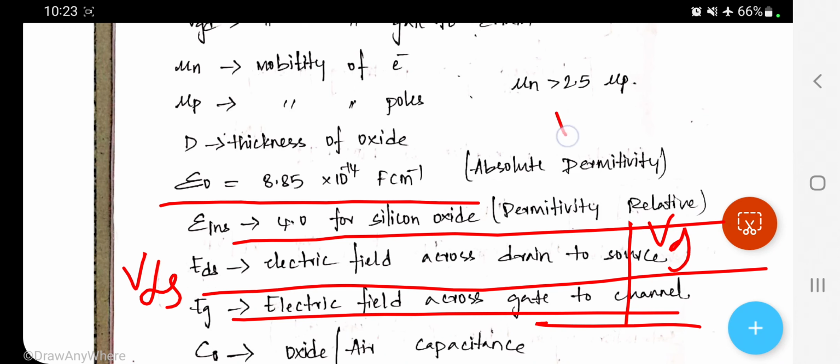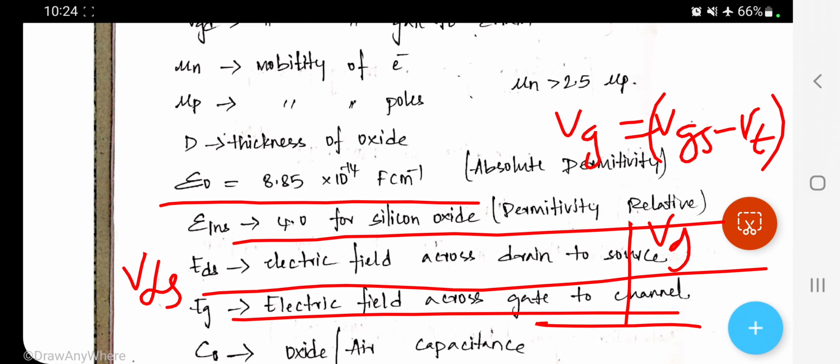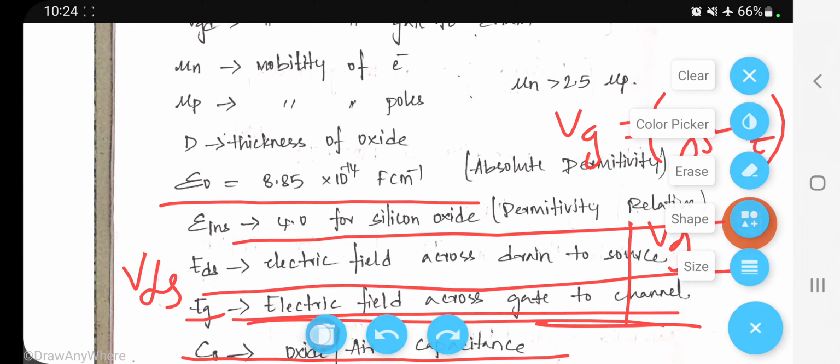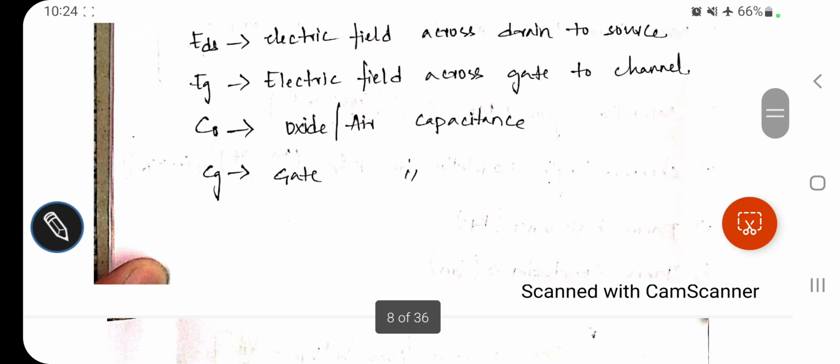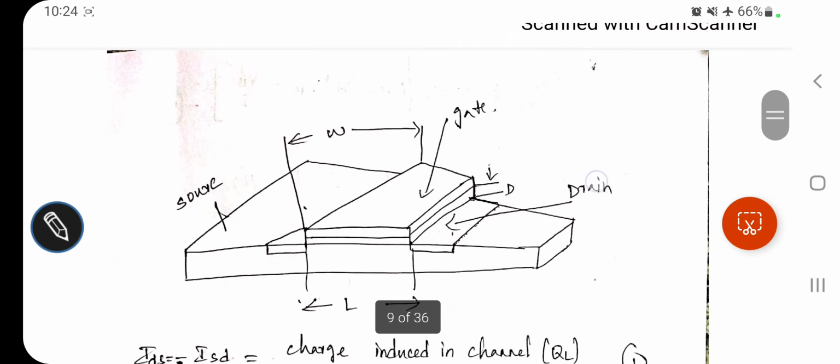VG is nothing but VGS minus VT, where VT is the threshold voltage. VG divided by the thickness of oxide gives this vertical, transverse electric field EG, which is because of VGS. Next we have the oxide capacitance C0, the capacitance per area, and the gate capacitance per area CG.